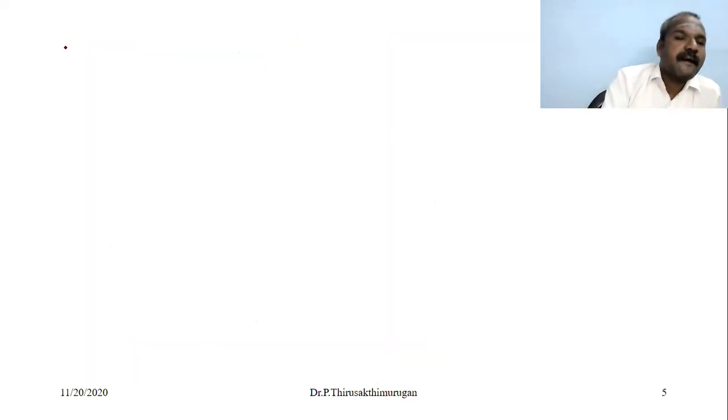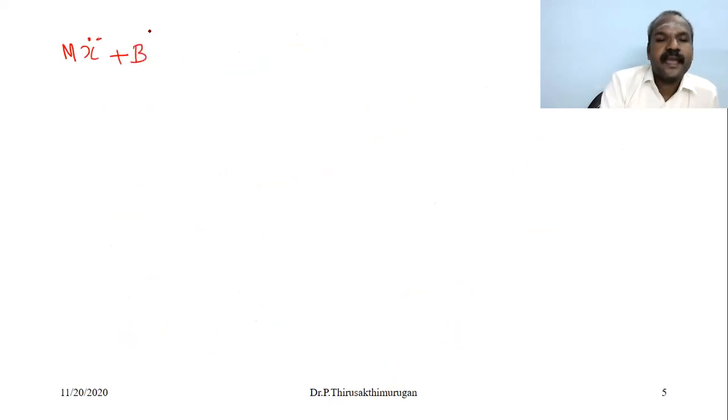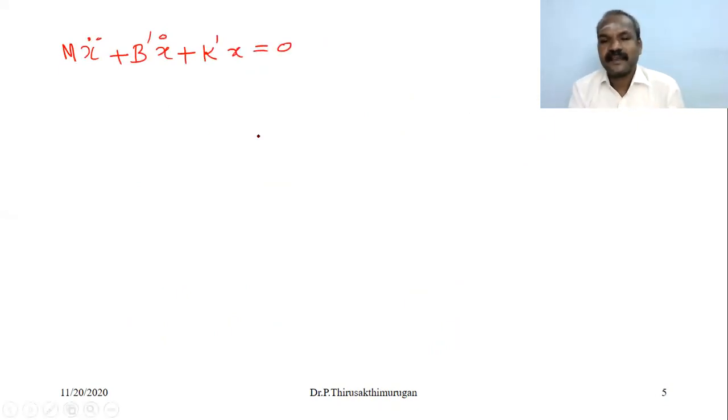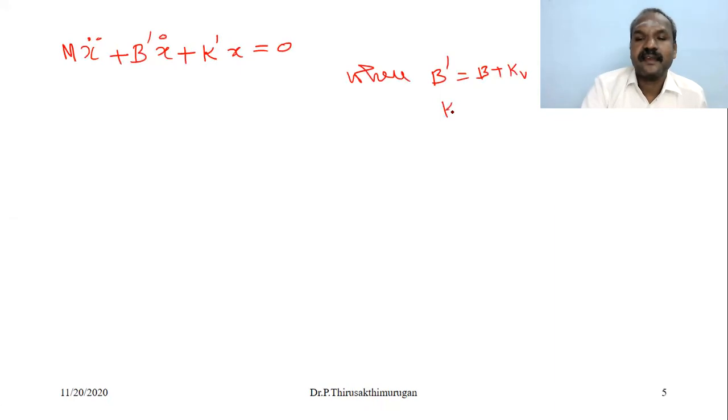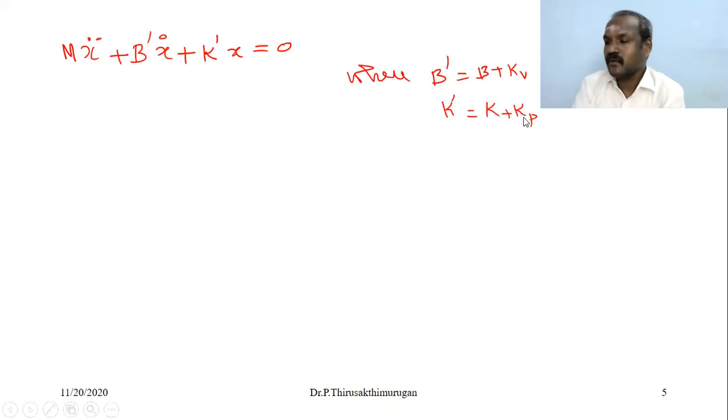So now the entire relation becomes m x double dot plus b dash x dot plus k dash x equal to 0, where b dash is b plus kv, and k dash is k plus kp. Understand?